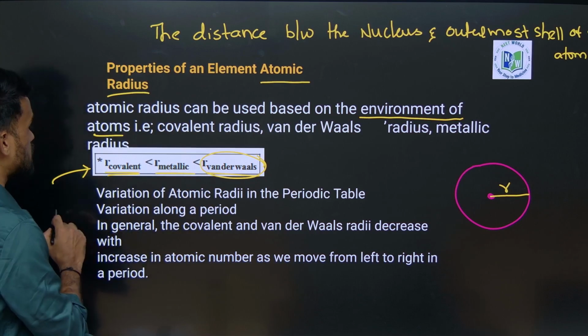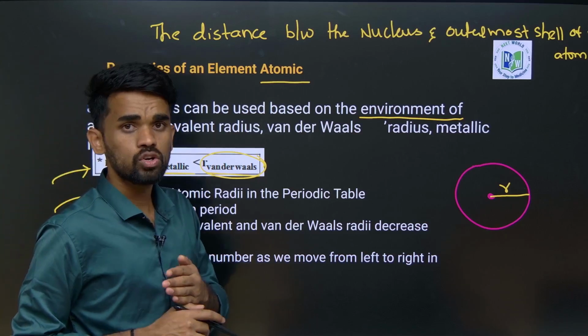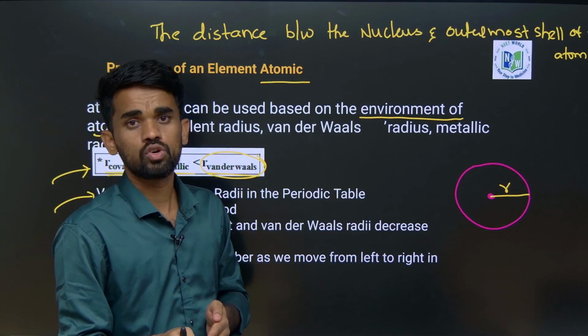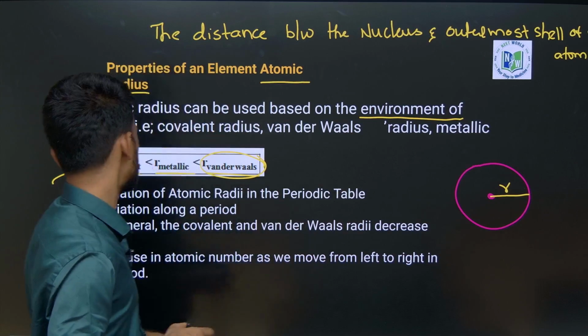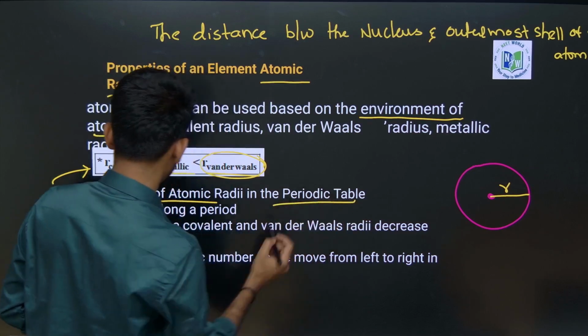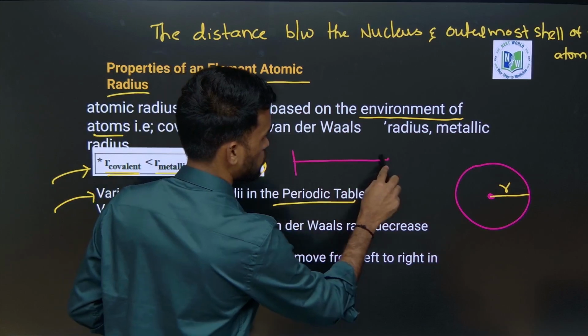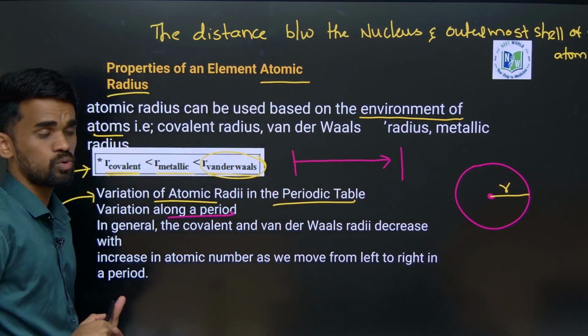Now, how does atomic radius vary in periods and in groups? Let us see the variation of atomic radii in the periodic table. First, along the period. A period means from left to right. If we move along it, what happens?